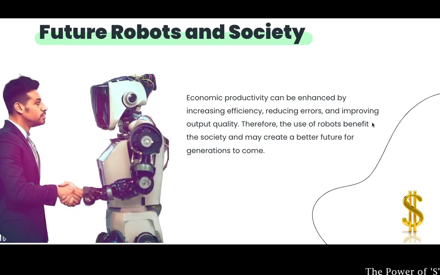So, economic productivity can be enhanced by increasing efficiency, reducing errors, and improving output quality, and therefore the robot benefits society and can create a better future for generations to come. So, it's all just how we use the robots. If we use them properly without taking too many advantages, just for mundane, boring tasks, and use them productively, we can actually help. We can get so much from these robots that it's going to help us sustain our life and propel it forwards and make future generations prosper in the brightest society that they can.